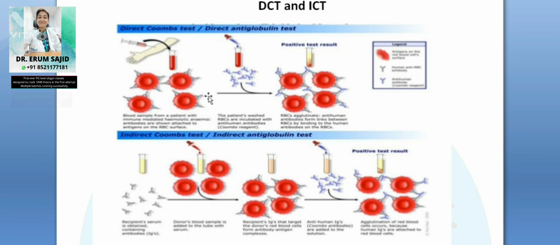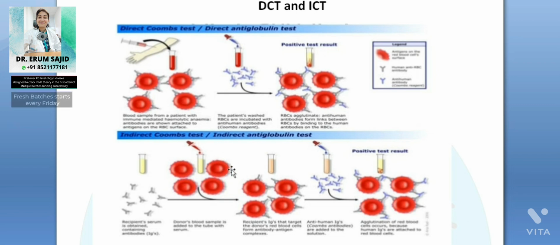So basically the whole difference between direct Coombs test and indirect Coombs test is that in direct Coombs test you're taking only one sample, and that is the patient's sample. You're withdrawing the patient's blood, and to this blood you are adding Coombs reagent. In a nutshell, to this patient's blood you're adding Coombs reagent, and you're looking for any agglutination. I'll tell you about the logic behind it a little later.